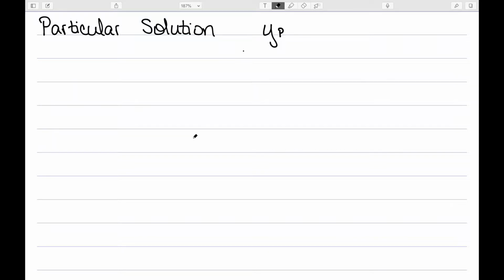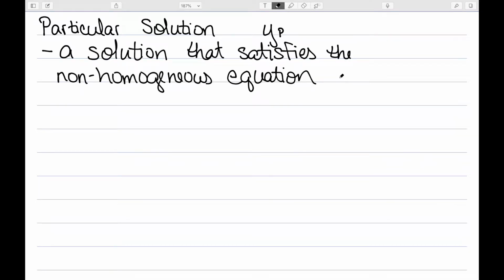While I've been looking at solutions to non-homogeneous second-order equations, I want to actually define what I have been finding. The particular solution, which we denote as y sub p, is essentially what I've been finding. A particular solution is just a solution that satisfies the non-homogeneous equation.